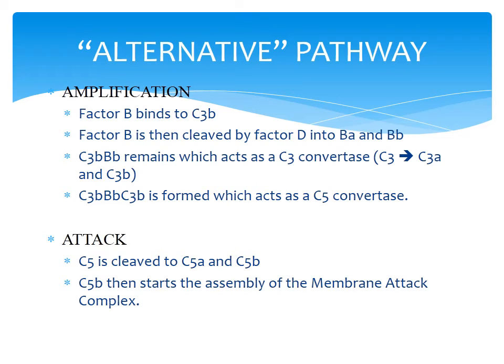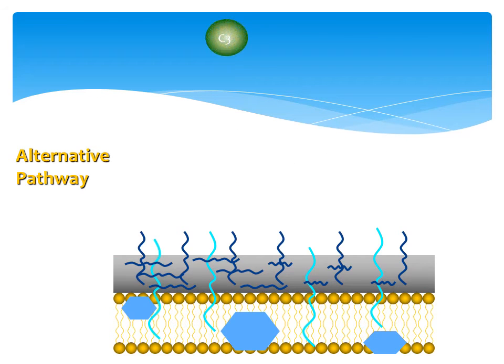So, in the alternative pathway, we need two other proteins, factor B and factor D. Factor D is required to cleave factor B into smaller fragments Ba and Bb. The Bb fragment remains attached to the C3b and acts as a C3 convertase, and this C3bBb acts as a convertase of C5. So this is the activation of the alternative pathway. This is the diagram.